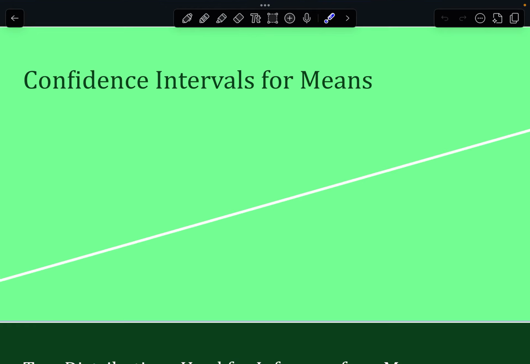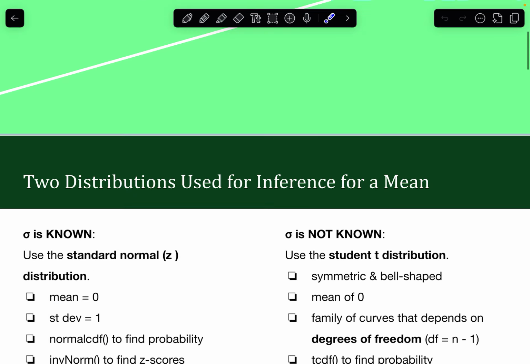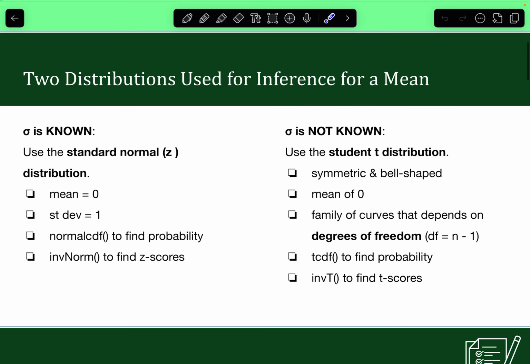In this video, we're going to learn how to construct confidence intervals for means and deal with inference about means. There are two distributions used when we're making a confidence interval or interval estimate for a mean. And which distribution we use has to do with whether we know the population standard deviation or we don't.